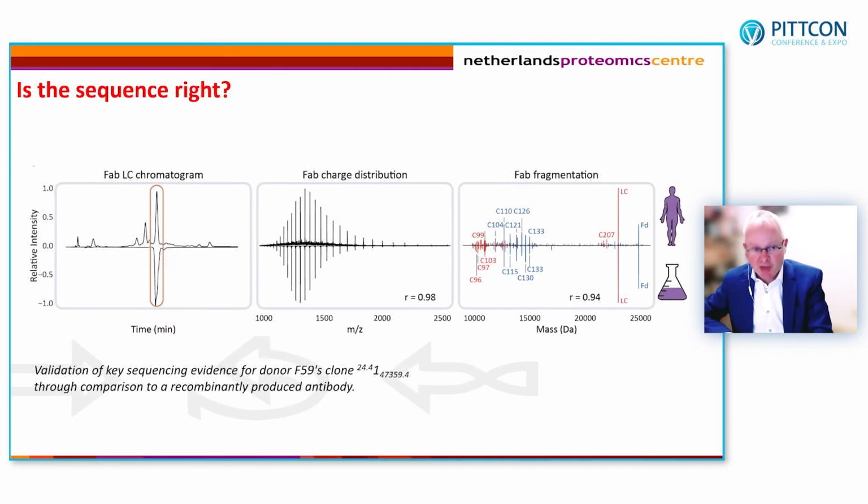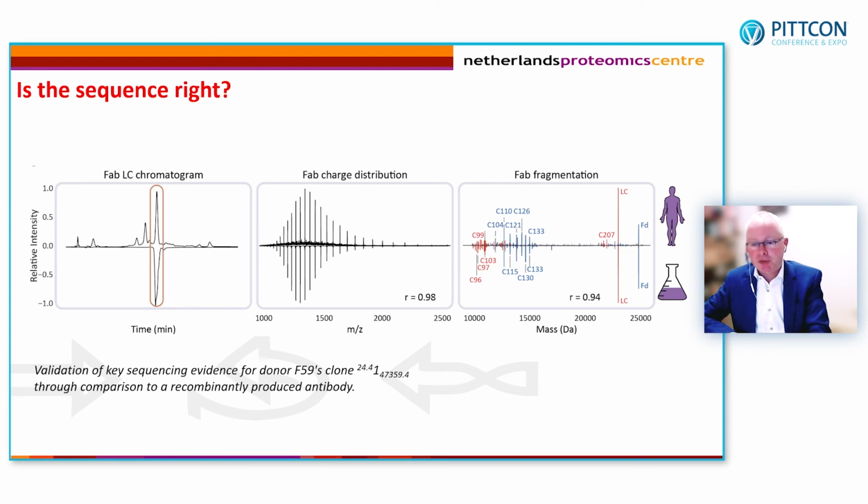Now then we had the full sequence and we made the recombinant antibody. The recombinant antibody had the same retention time. You see that here on the first window as the clone that we were interested in. It had the same mass and the same mass spectrum as the plasma clone.